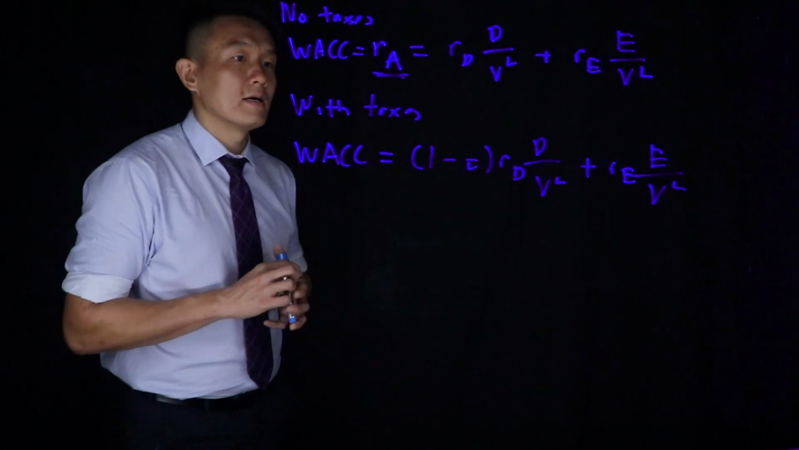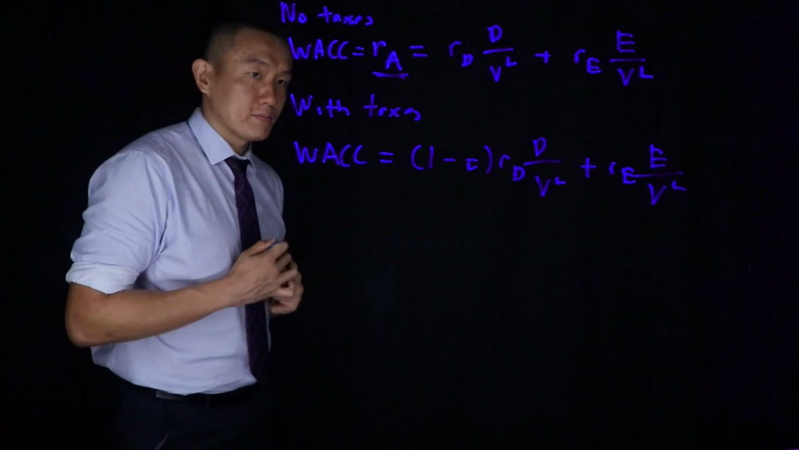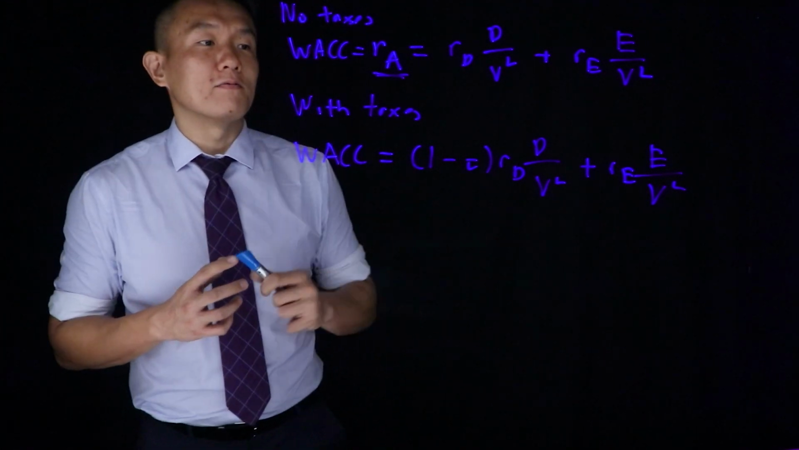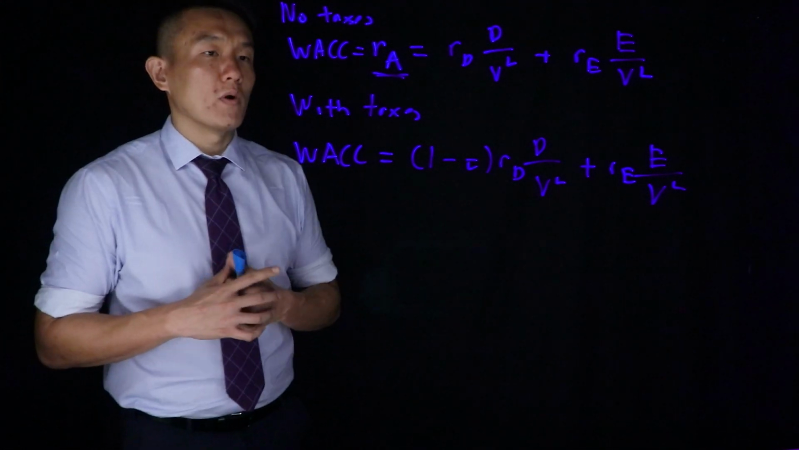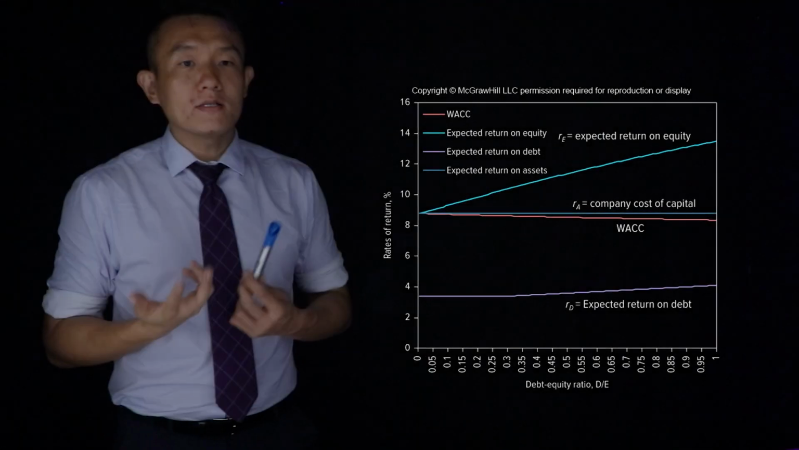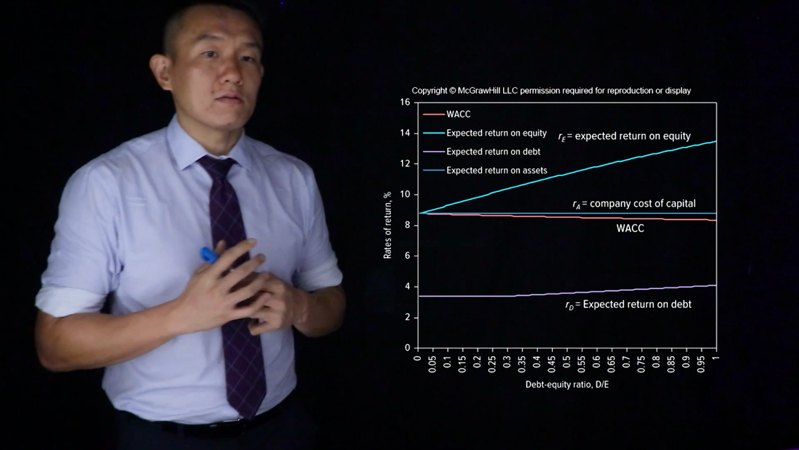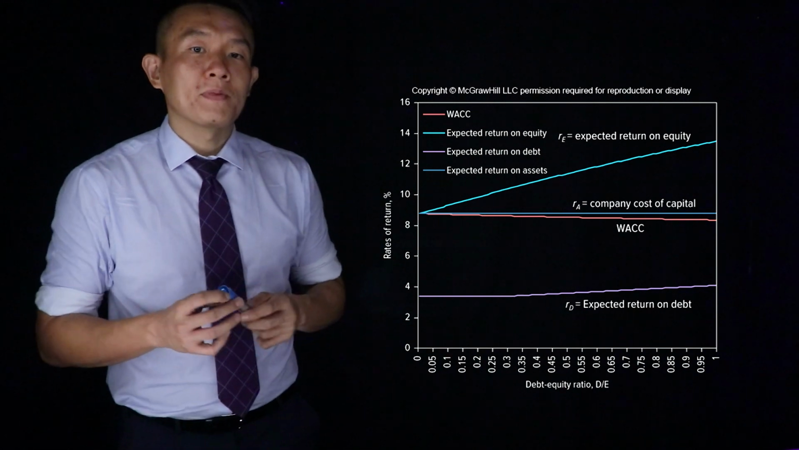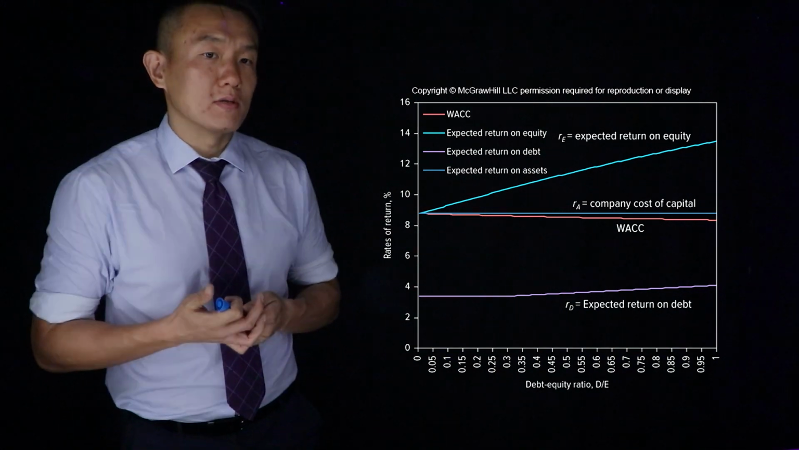So what you can see is that because there is a tax advantage to using debt, debt is going to become cheaper, and therefore the more debt that the firm takes on, the lower its weighted average cost of capital. So if we look at this graph, we can see the return on assets stays fixed. So the company's ability to generate income stays fixed, but the more debt it takes on, the lower its weighted average cost of capital, and the lower the weighted average cost of capital, the higher the firm's value is going to be.